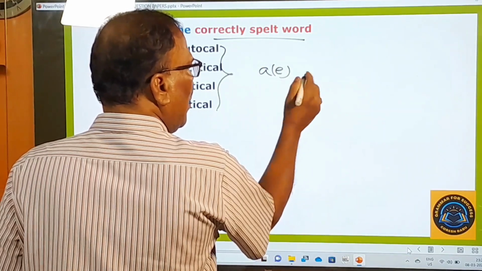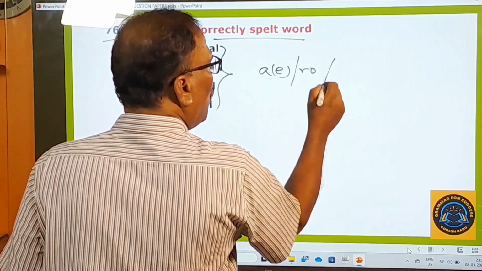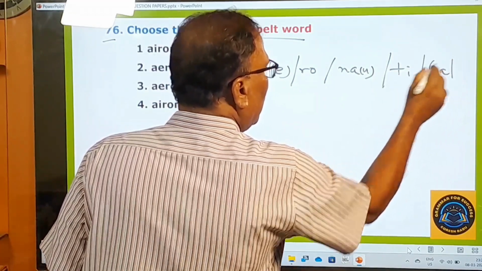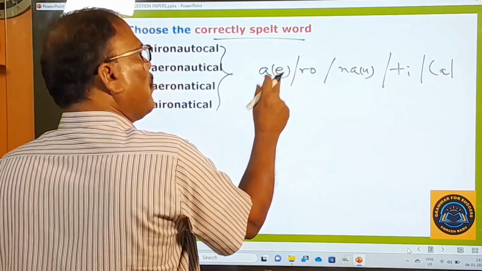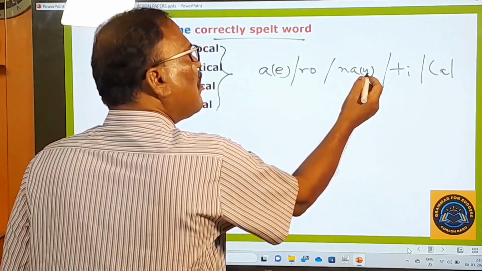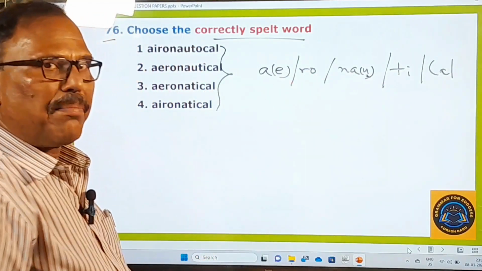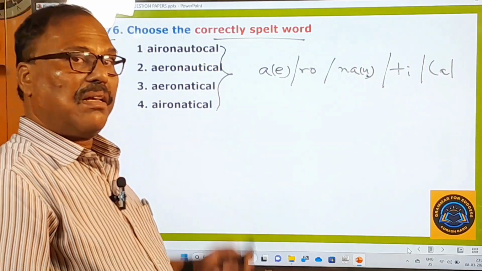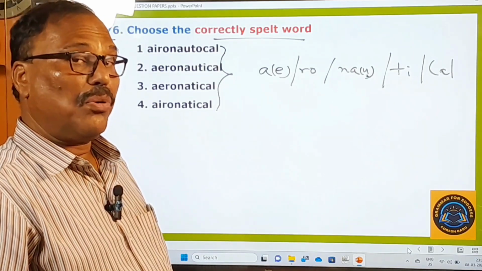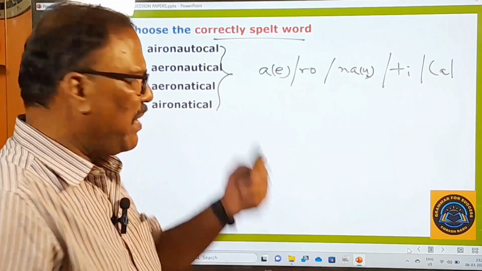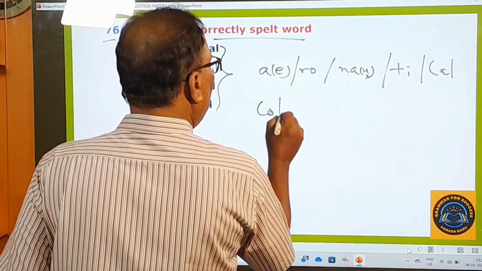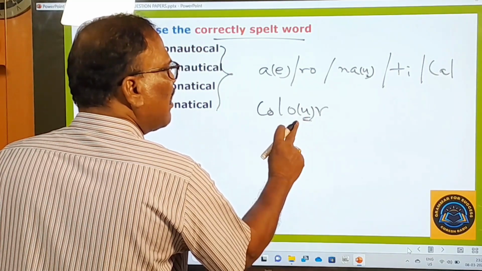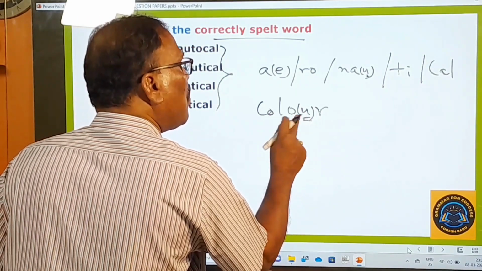This E is silent. Ro, na. This U is silent. T, kal. Don't say aero. Na. This is extra. In British English, the Britishers make use of more vowel sounds, whereas in American English, they don't use more vowel sounds. That's why the spelling of this color is there: COLOUR. Here two vowels are used, OU.